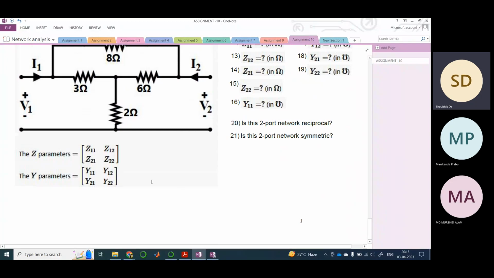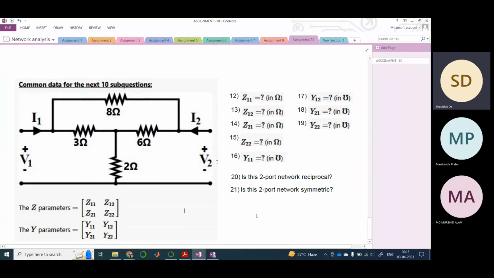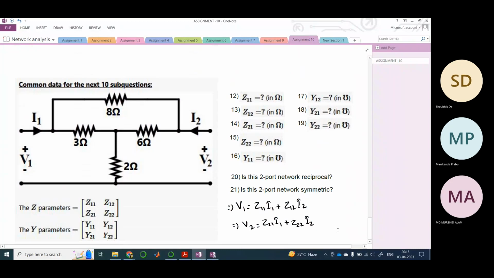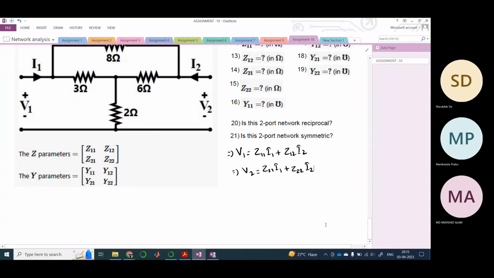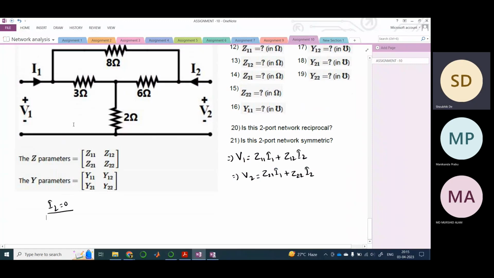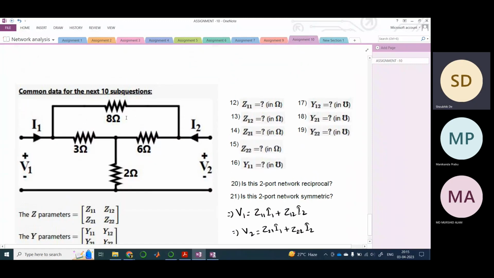So this is the circuit here. Again, quickly write the equations. V1 equals Z11 I1 plus Z12 I2. V2 equals Z21 I1 plus Z22 I2. Basically we will first make I2 equal to 0, that is open circuit on the output side. But here you see there is another mesh also.